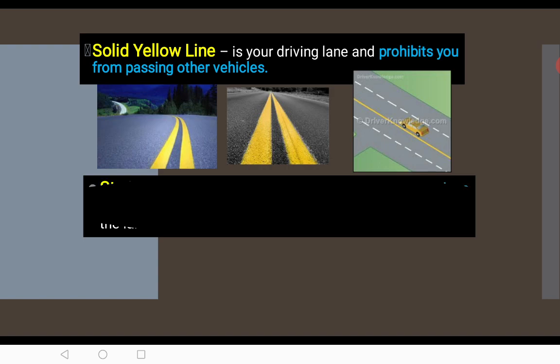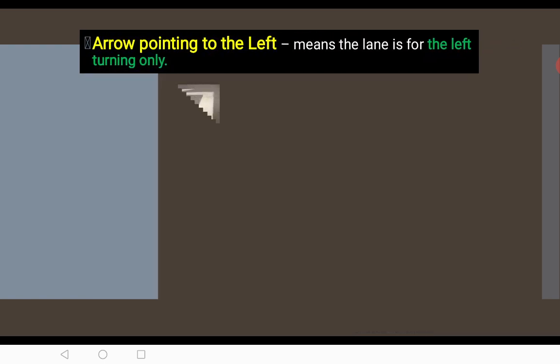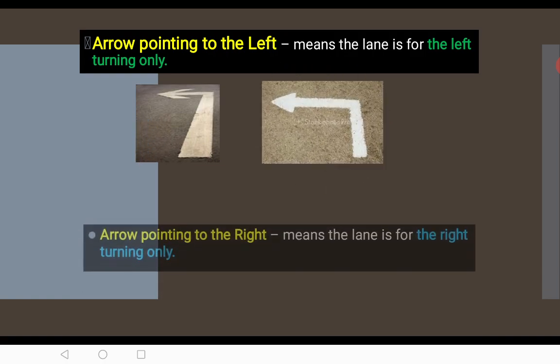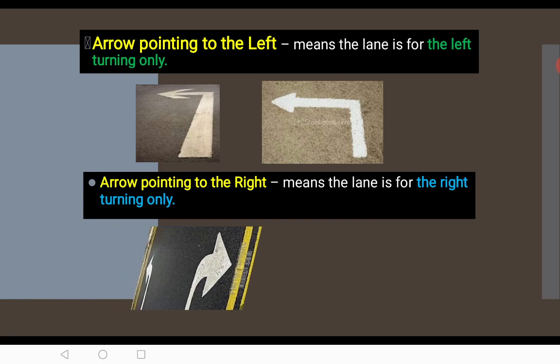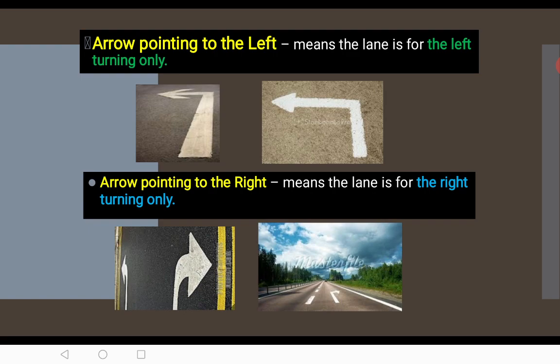When you see a straight arrow on the pavement, it means that the lane is only for traffic moving straight ahead, and vehicles in the lane may not turn either to the right or to the left. When you see an arrow pointing to the left, it means the lane is for left turning only. And when you see an arrow pointing to the right, it means the lane is for right turning only.